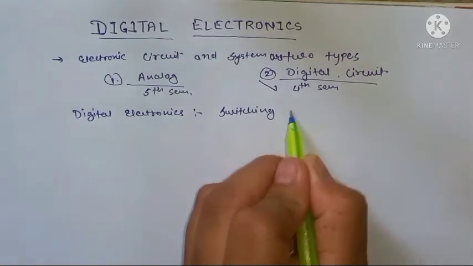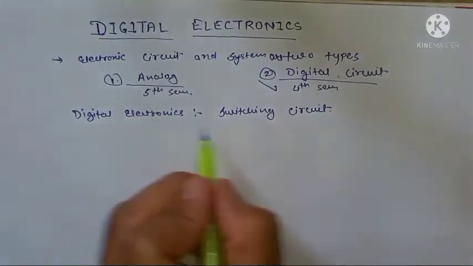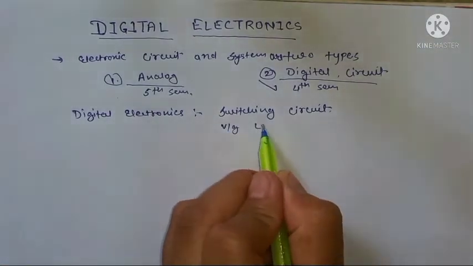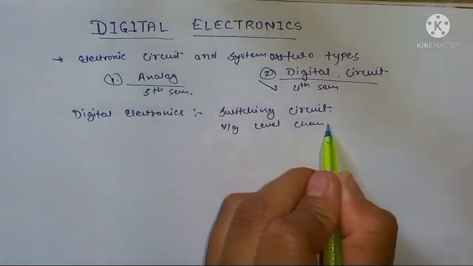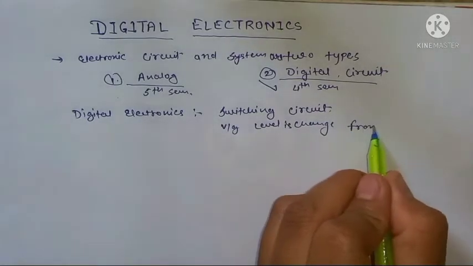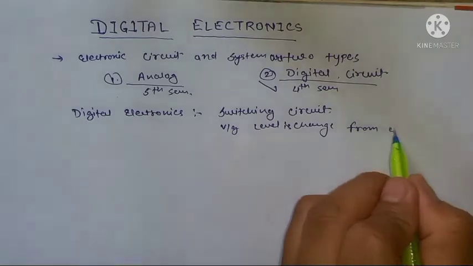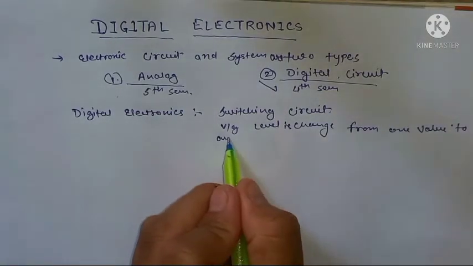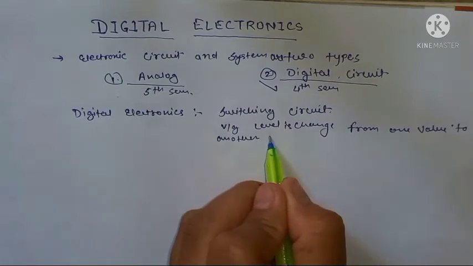Now coming back to the topic, digital electronics. We can also call digital electronics a switching circuit. Now why do we call it a switching circuit? Because the voltage level changes from one state or one level to another value, which switches the circuit from one state to another state. That's why we call digital electronics a switching circuit.